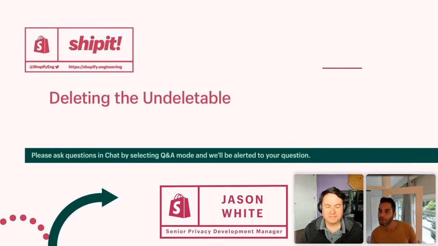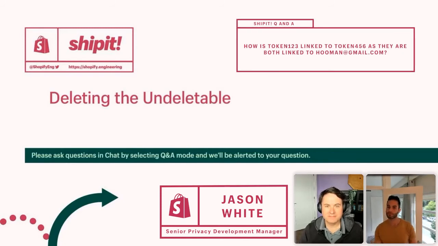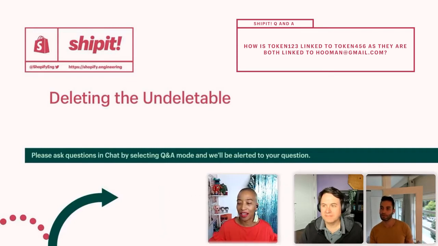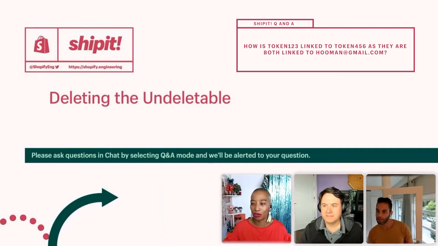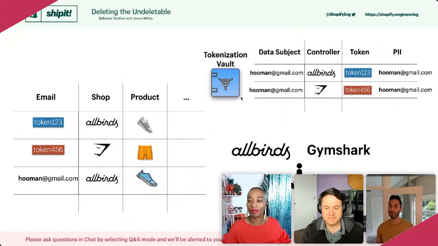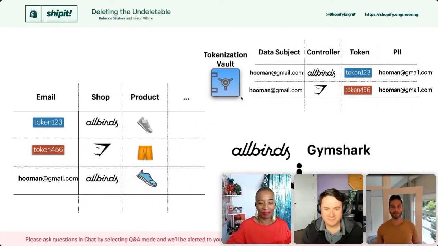So the first one goes back to your multi-controller tokenization slides. Jason is asking how token 123 is linked to token 456, as they are both linked to human@gmail.com. Even though the data subject, the human, is the same here, legally these are two different entities, and that's why token 123 and token 456 are actually different things.